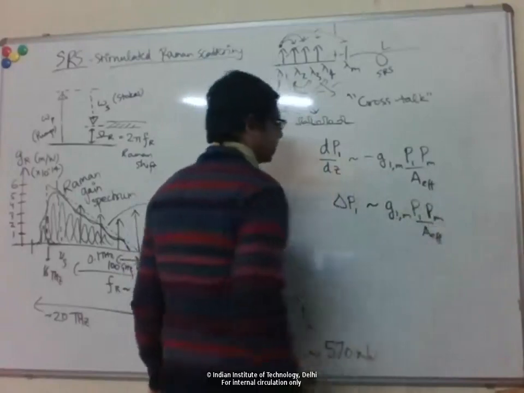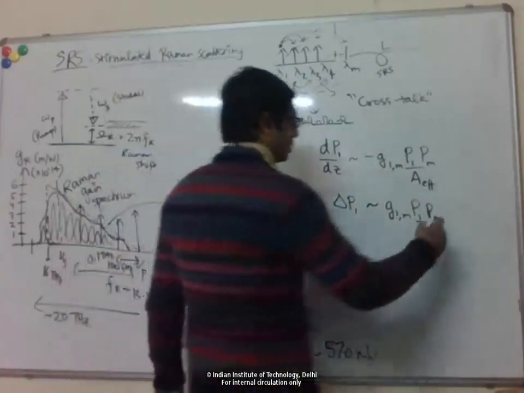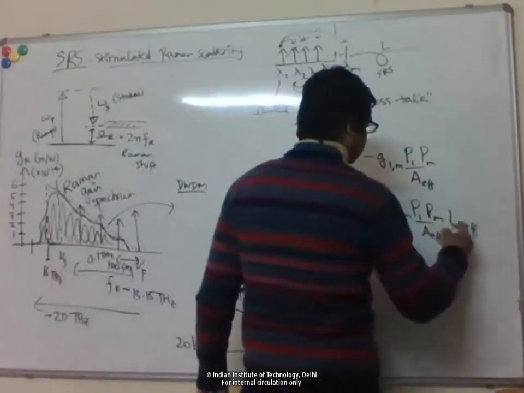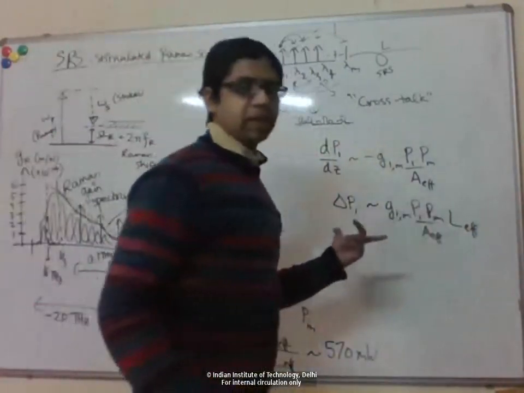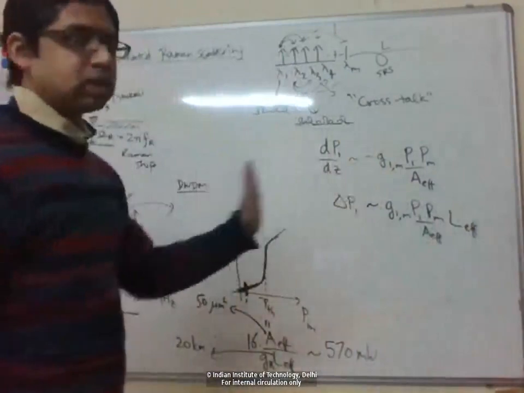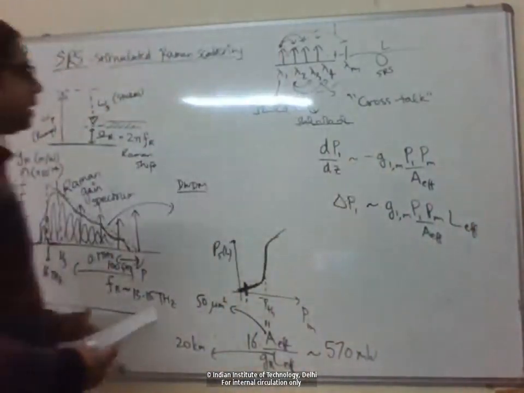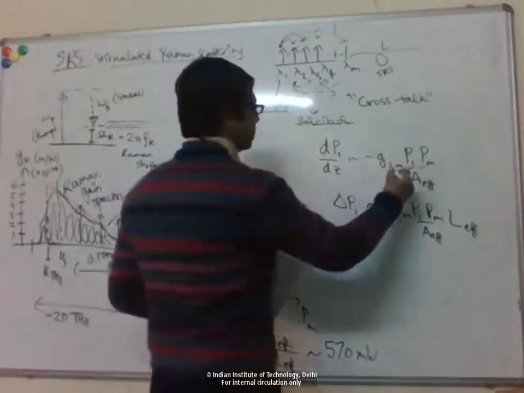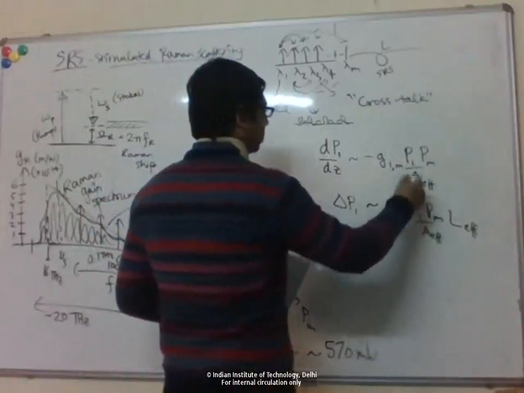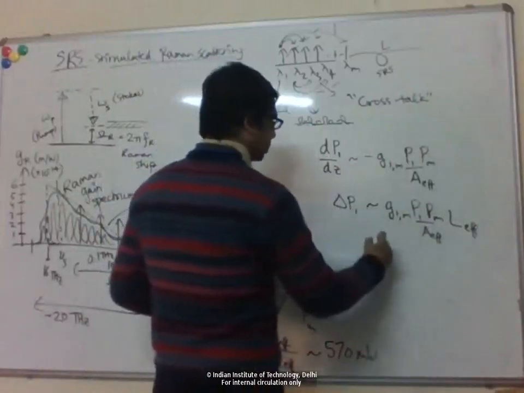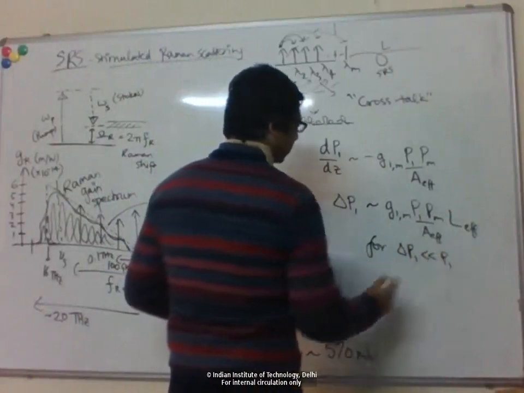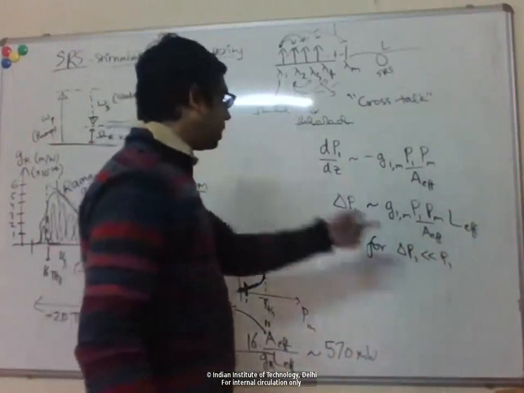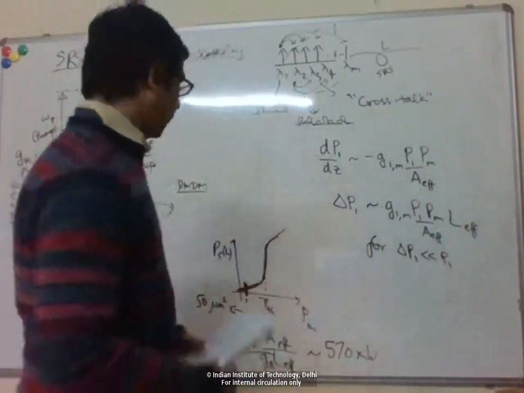multiplied by the propagation distance, which, as we know, for a nonlinear effect is basically L effective, right? That's the effective length over which the interaction is happening. So we are just linearly integrating this, assuming it does not change much. So this is for delta P1 much smaller than P1, so the fractional loss in power is small.